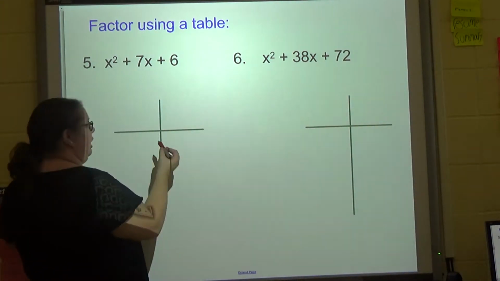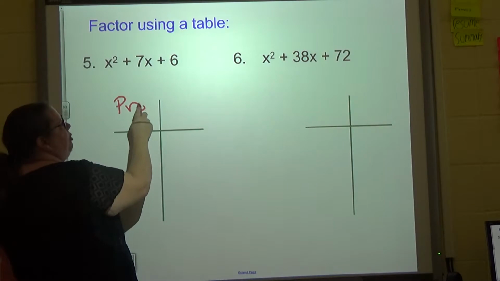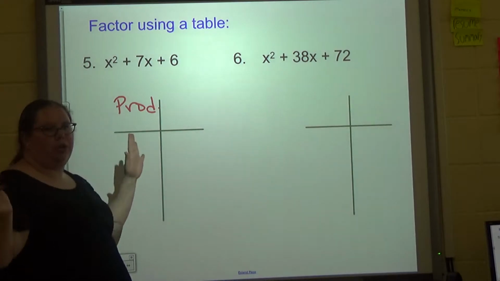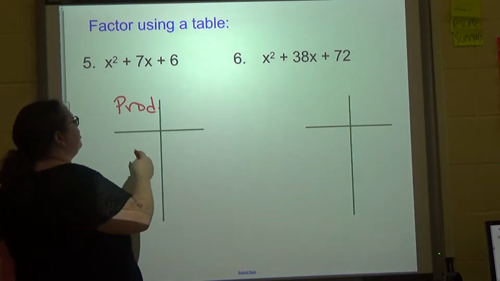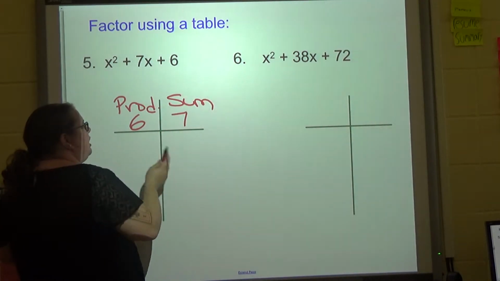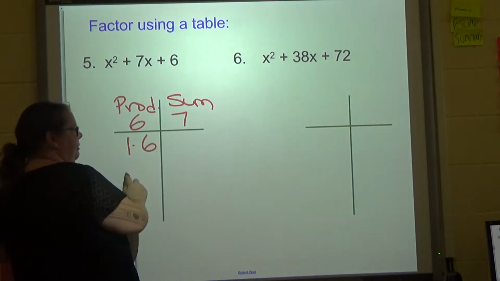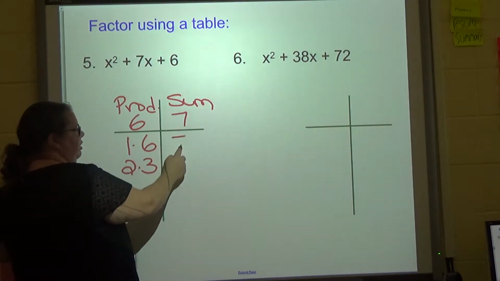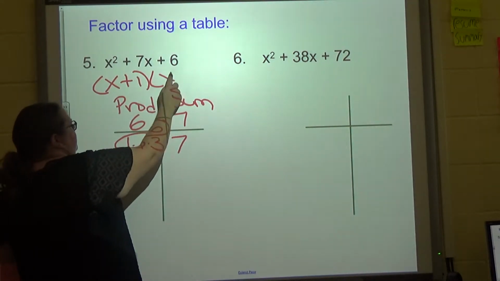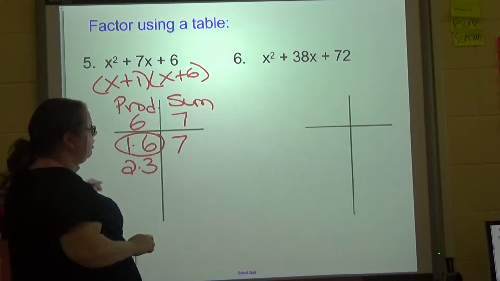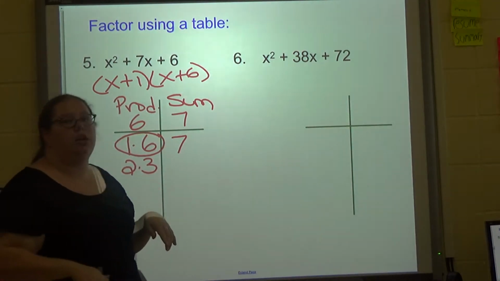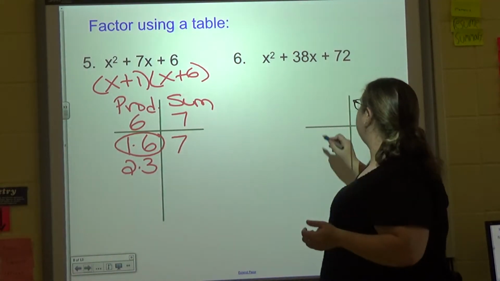Alright, so we're looking for two numbers whose product, I'm going to go back and forth between multiply and product because I use multiply in my class, but I know most people use product. So your product is 6 and your sum is 7. So this one should be easy. 1 times 6 and 2 times 3. So x plus 1 and x plus 6. Next one, not so simple. This might throw you off a little bit. We're multiplying, or our product is 72.